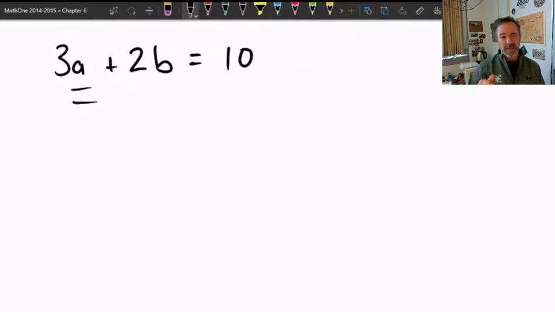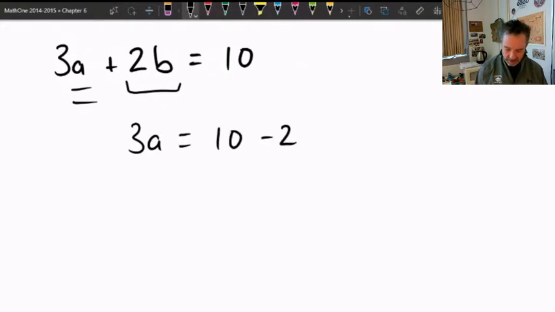If I want to solve this for A, I'm going to get rid of this first. So I'm going to take away 2B from both sides. So this equation is going to become 3A equals 10 minus 2B. If you look really closely, on the left-hand side I subtracted 2B, and on the right-hand side I subtracted 2B, right? So this is what it looks like after taking away 2B from both of the sides.